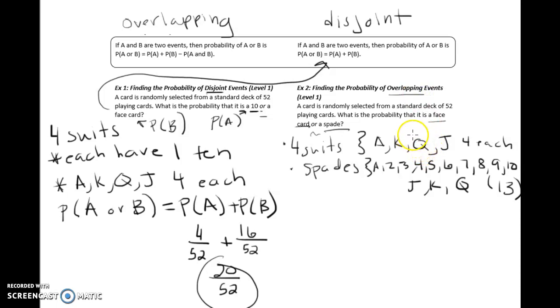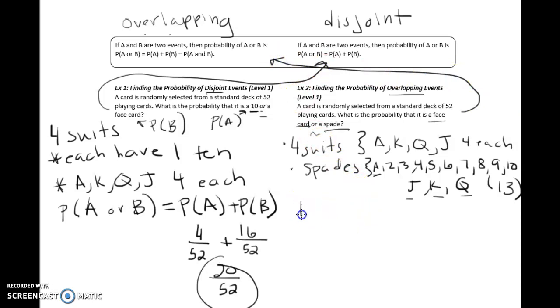Now it tells you right here that this is overlapping, but you should be able to recognize that this is overlapping because it is possible for you to have a face card that is a spade, right? So that would be this one, this one, this one, and this one. You could have an ace of spades, a jack of spades, a king of spades, a queen of spades. So that is why this is going to be overlapping. So we can use the formula for overlapping.